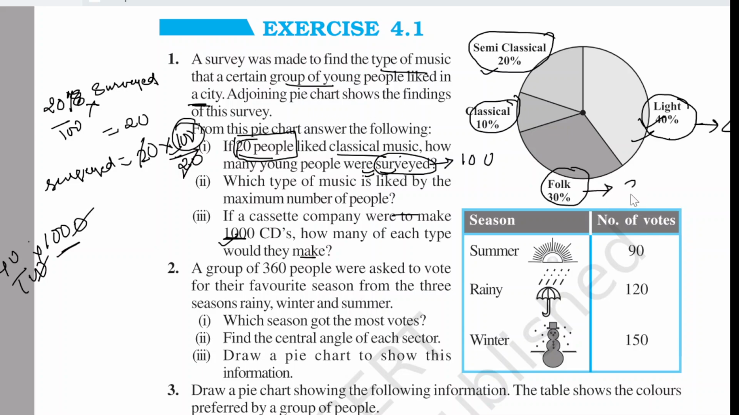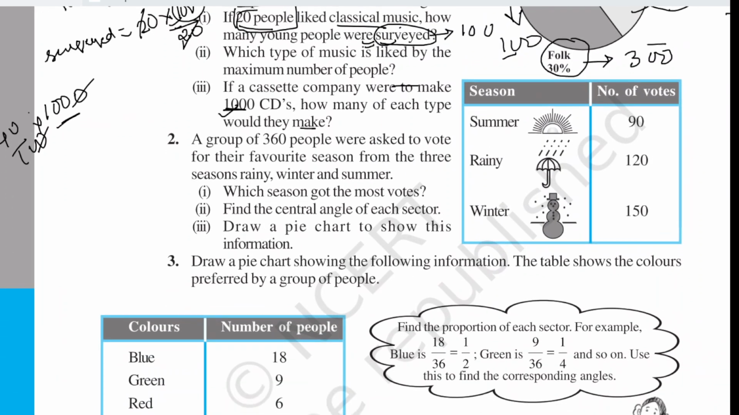30% of 1000 will be 300, 10% will be 100, and 20%, that is 200 CDs, they will make for semi classical. If you add up these numbers, it should be equal to 1000. So 400 plus 300 plus 100 plus 200 is 1000. Now, next question.